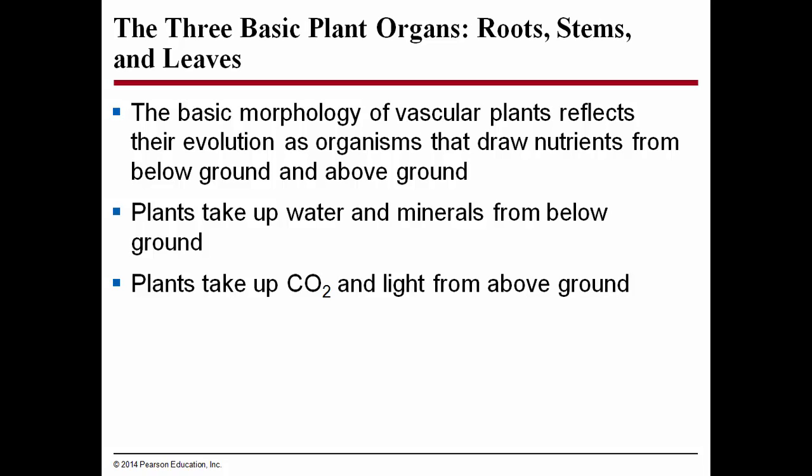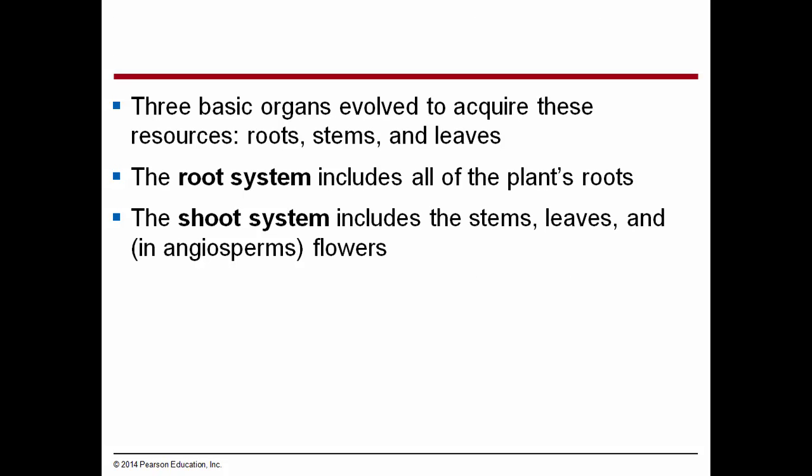So they produce carbohydrates above the ground, which they transfer around the plant through the phloem, the vessel that transports food, and around into the plant. And the water and minerals come from the opposite direction. 3 basic organs evolved to acquire these resources: roots, stems, and leaves.